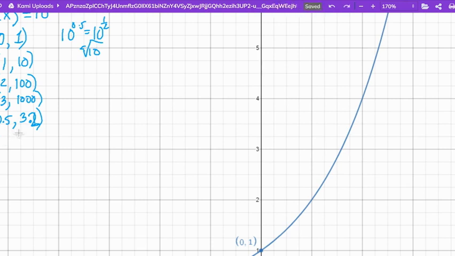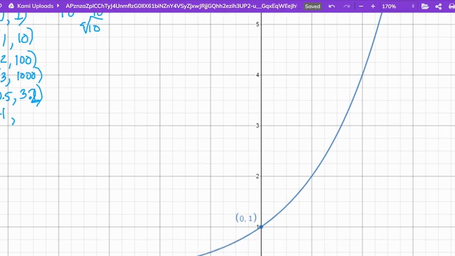Let's make x negative. What if x is -1? So we're saying 10 to the power of -1. Do you need to pop that in your calculator? No. Ben, what do we do when we have a negative exponent? It's the reciprocal. It means it's 1/10, which is 0.1.